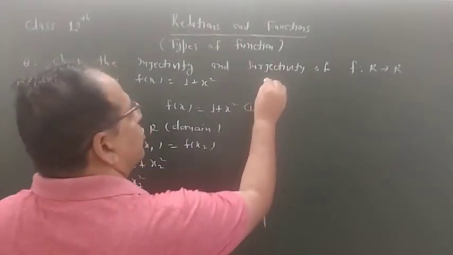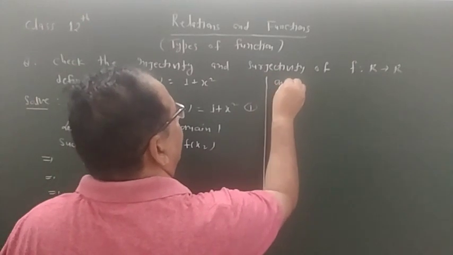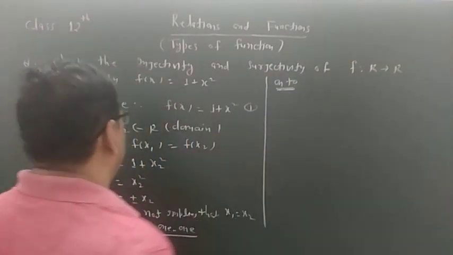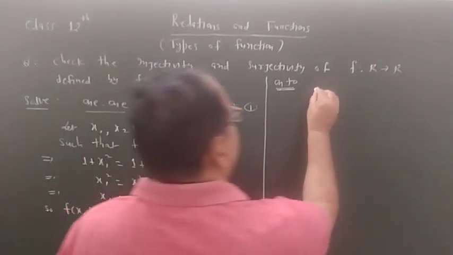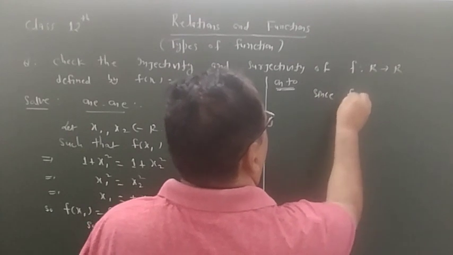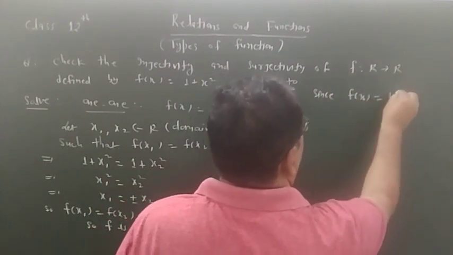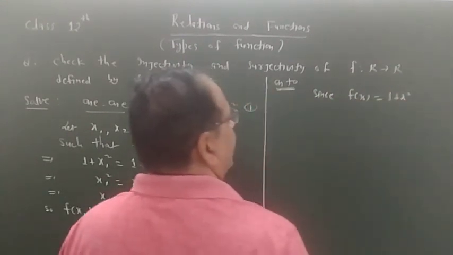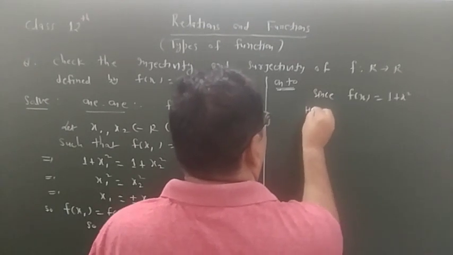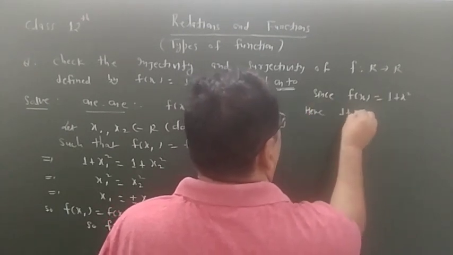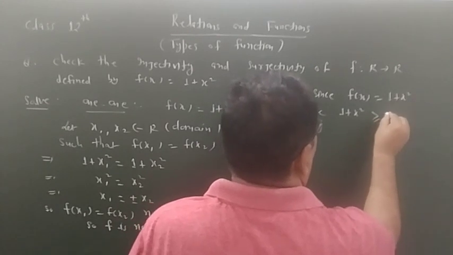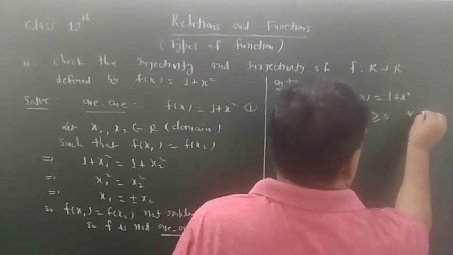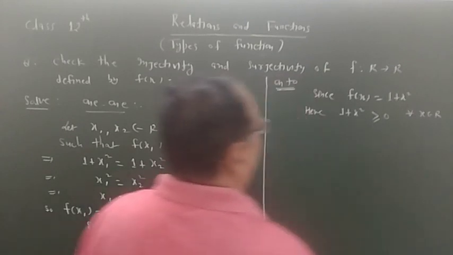Now we check onto. Since f(x) = 1 + x^2, here 1 + x^2 is always greater than or equal to 0 for every x belonging to R.